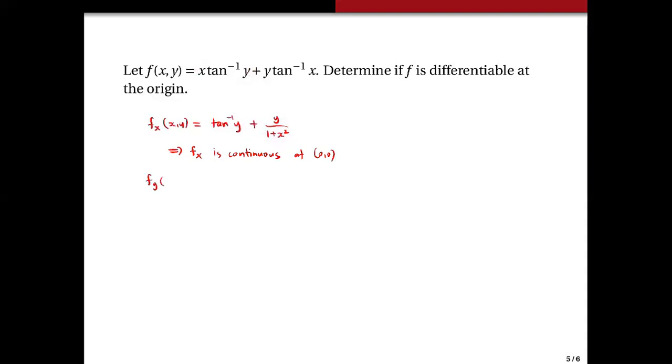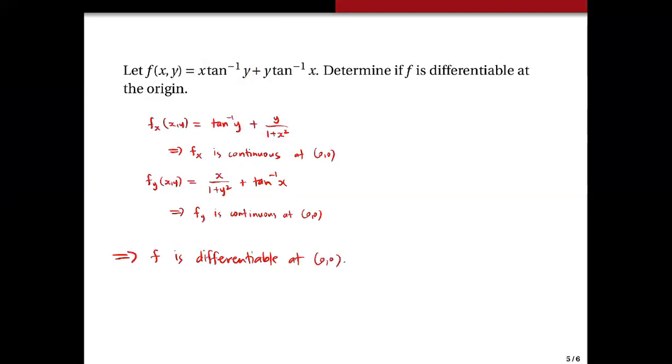And then you have f sub y of x comma y, this time with respect to y. Here we have x over 1 plus y squared for this part, and for the other part, it's just tangent inverse of x. Again, clearly this is continuous everywhere, which means that f sub y is continuous at the origin. And by the theorem, this implies that f is differentiable at the origin. In fact, it's differentiable everywhere.